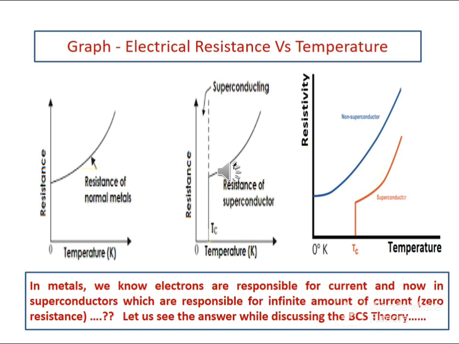transition temperature. In the third graph, the blue line shows the curve for non-superconductors, or simply normal conductors, which is metallic material, and the red curve is for the superconductor. Now, in metals we know electrons are responsible for the flow of current. And in superconductors, what do you think is responsible for the infinite amount of current? Let us see the answer while discussing the BCS theory.